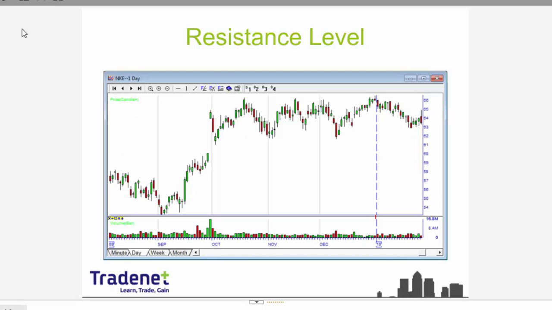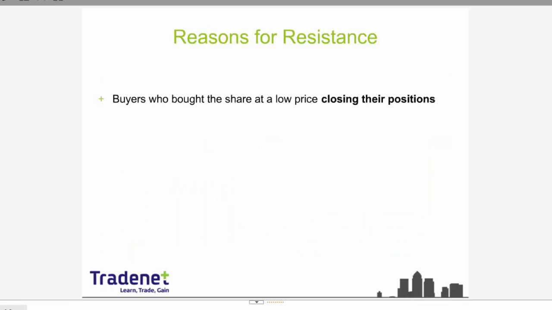Okay, so we have here an example of resistance, and as you can see, that is a very clear resistance. We've just seen that in AMAG, and of course I'm watching it over several months, but it's not necessarily just a case of a daily chart. It could be on a weekly chart, it could be on an intraday chart, and so on. So there are several reasons, as we just discussed, for resistance.